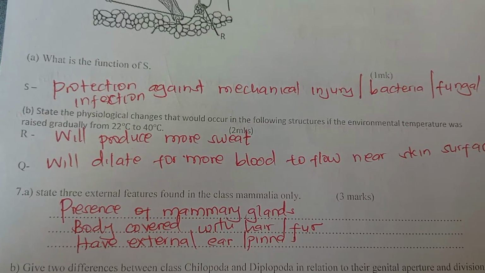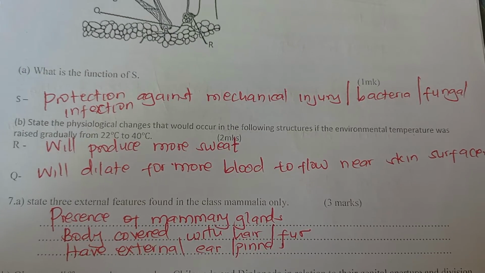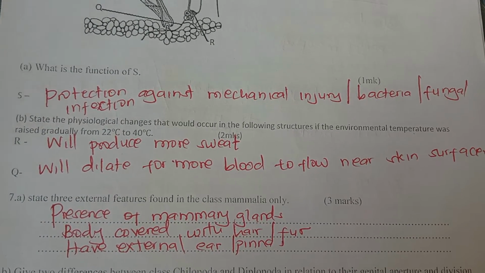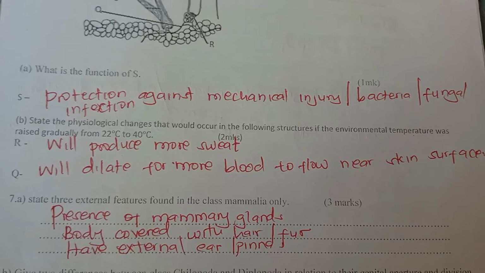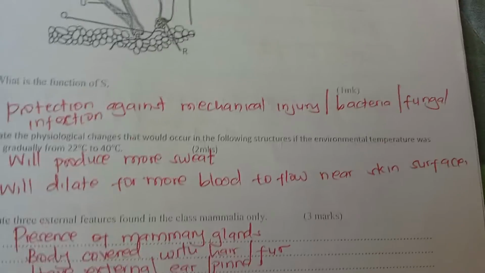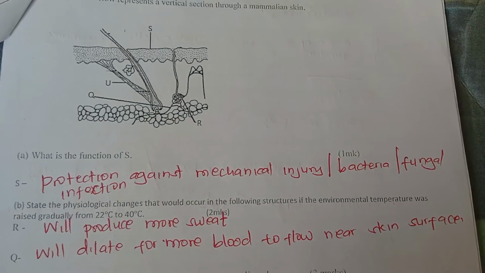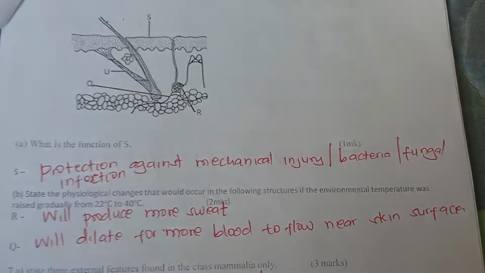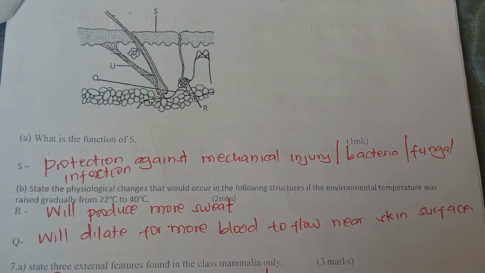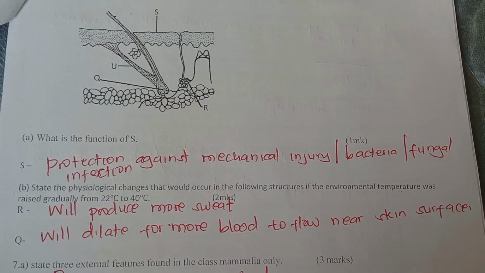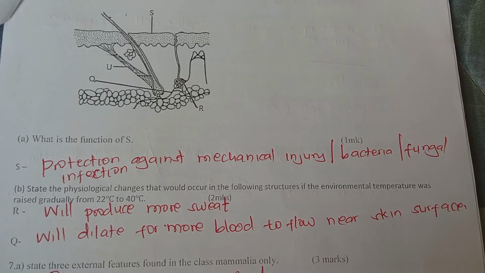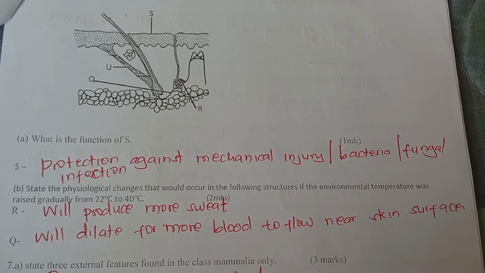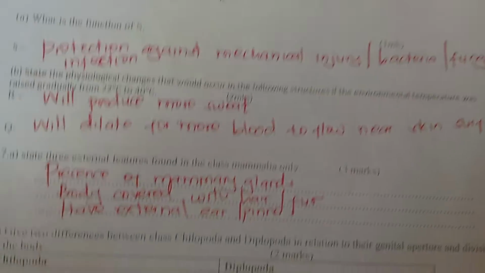State the physiological changes that would occur in the following structures if the environmental temperature was raised gradually from 22 to 40. That means the temperature has increased from 22 to 40. R is the one that secretes sweat. It's the sweat gland, so it will produce more sweat. Temperature has increased anyway. Q will dilate for more blood to flow near the skin surface. Q is a blood vessel, so it vasodilates.